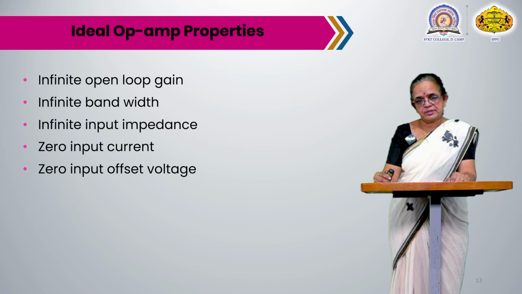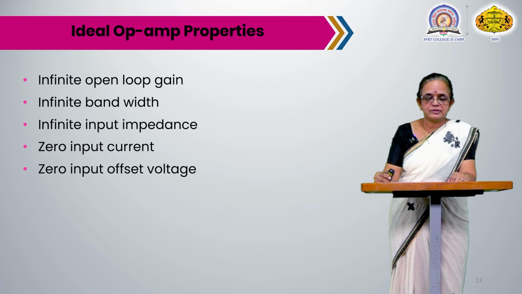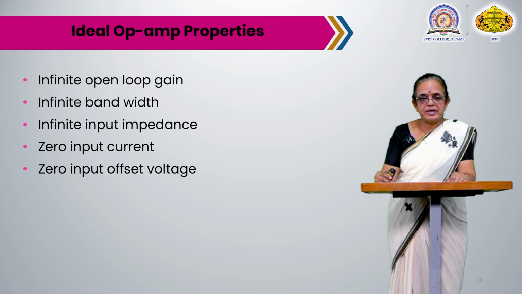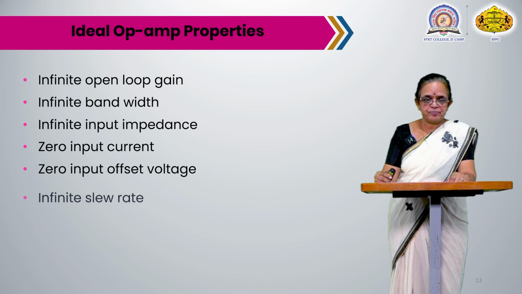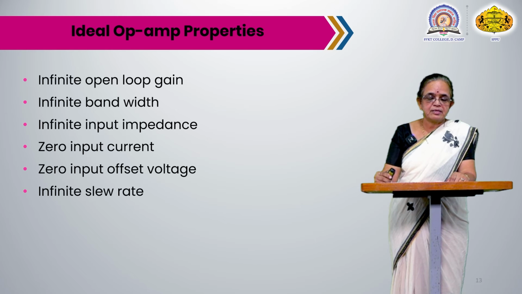Zero input offset voltage. We have seen that input offset voltage is the difference between the voltages connected to the inverting and non-inverting inputs. The difference of this voltage is called VIO, and this VIO is equal to 0, meaning the output voltage will remain 0. Zero input offset voltage means there is a good matching at the input terminals. Then infinite slew rate. We have seen slew rate is the ability to handle a varying signal, and it is infinite, meaning it can handle varying signals.